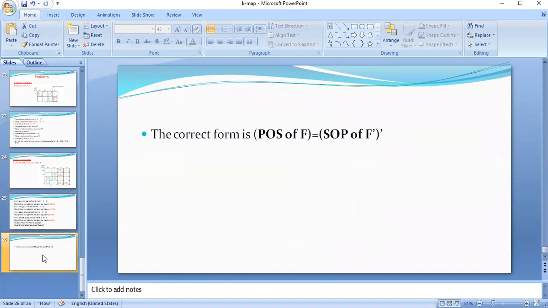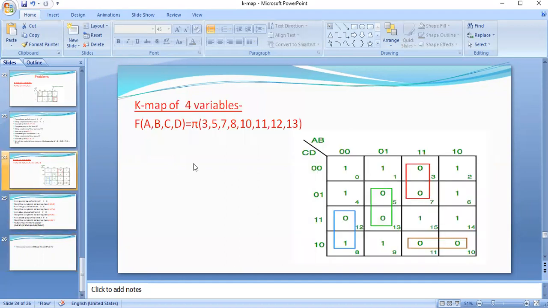So finally, I want to conclude. We can convert any SOP into POS or POS into SOP form. For example, if we get the minimized SOP expression, from that we may get the POS expression. What we have to do is take the complement of the complement, so SOP of F bar and whole bar, we will get POS.